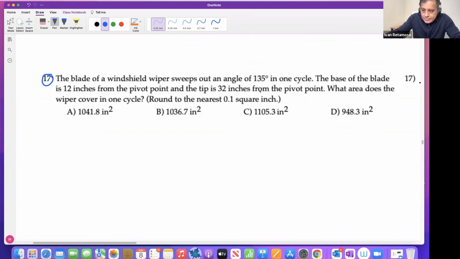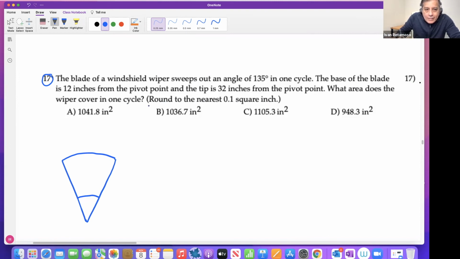All right. They're talking about a wiper. I hope you have an idea of these cars. They have these wipers, right? This represents the wiper this way. Now, they say there's a blade there.